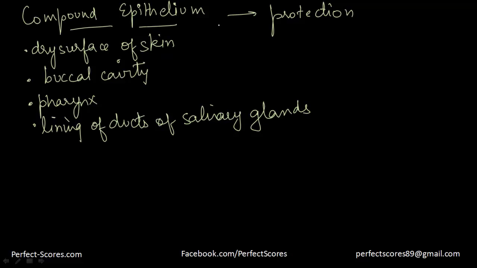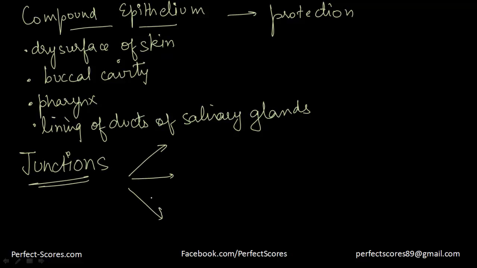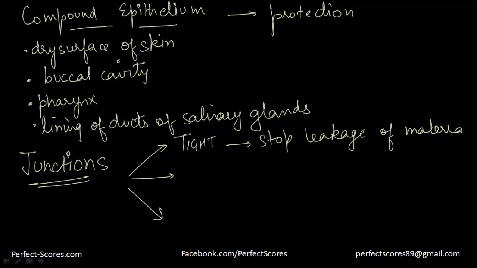Now, between lots of cells within the compound epithelium, there are joinings known as junctions. Now, junctions are further of three types. One is known as a tight junction. That is used when you need to stop leakage of substances. So that is a tight junction.